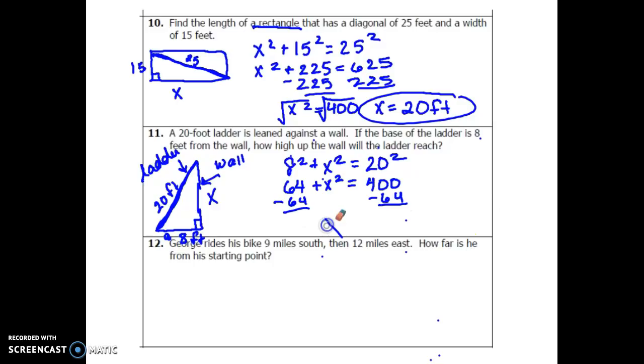And my x squared, whoops, let's erase this mess here. My x squared is going to be equal to 336. I take the square root of both sides, and my x is going to be equal to 18.3 feet.